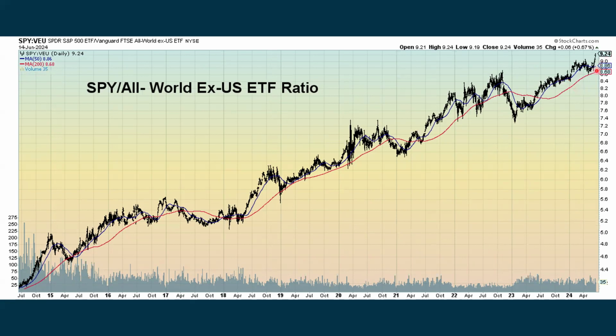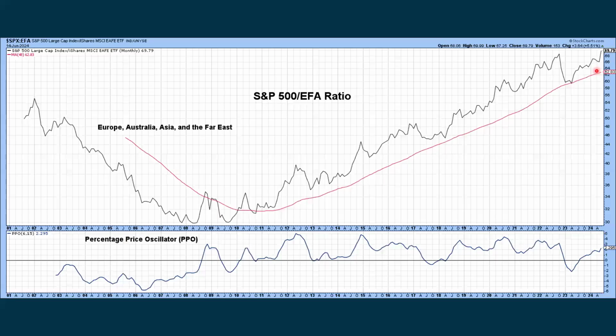When this is going up, that means the SPY is outperforming world stocks. Here's a monthly chart looking at the S&P 500 and then another global measurement looking at stocks in Europe, Australia, Asia, and the Far East. We continue to go up and we're above an advancing moving average. And again, this is a monthly chart. So this is longer term, showing how the S&P 500 is outperforming stocks in other countries.